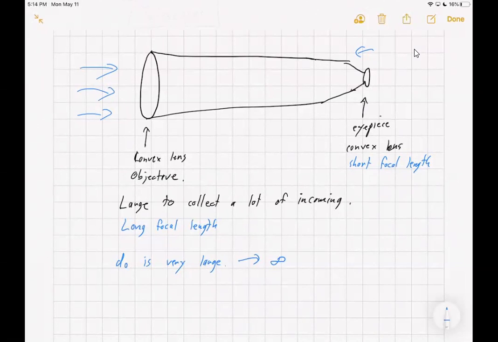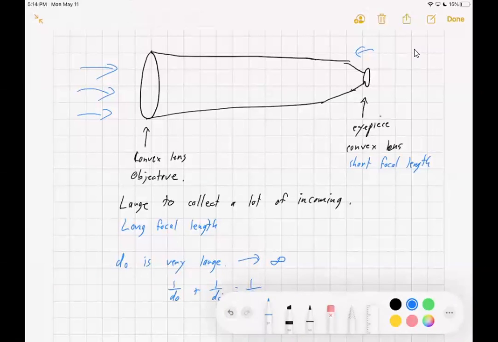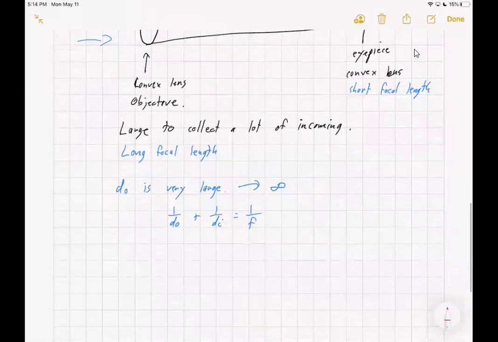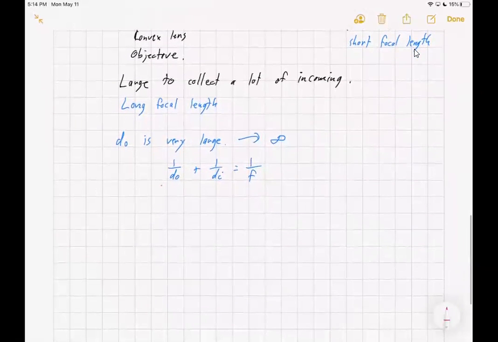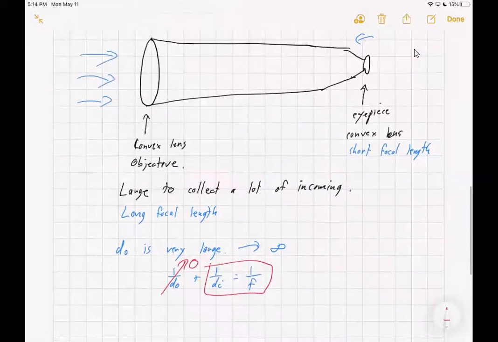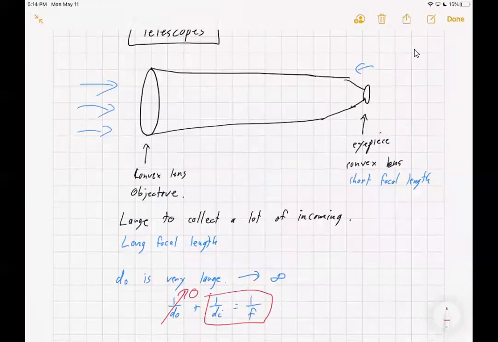All right. So if we use the thin lens equation, and you substitute infinity in for DO, obviously, when you take 1 and divide by infinity, that becomes 0. So what does that tell us? The image is going to show up at the focal length of the first lens, or the focal point of the first lens.